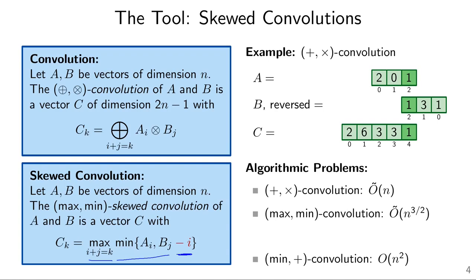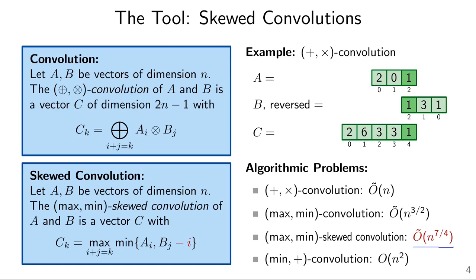Observe that if this was a j in place of i, B_{j-j}, then the problem would not differ, because then we could just recombine B_{j-j} into a new vector. But as it is, this really becomes a new problem, and actually a harder problem. So it fits here into the complexity landscape. We can solve max-min skewed convolution in time Õ(n^{7/4}). Of course, so far we cannot prove a lower bound against this problem, but it's at least as hard as the max-min convolution problem. Okay, so this is the intermediate problem.